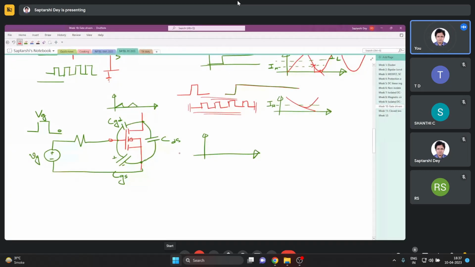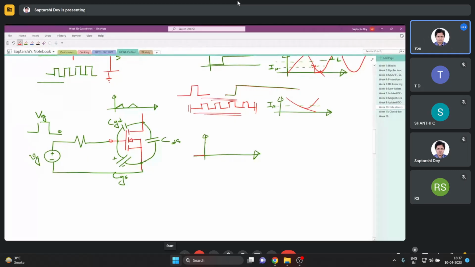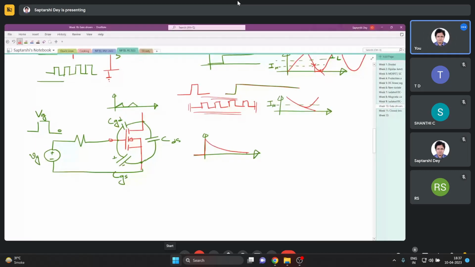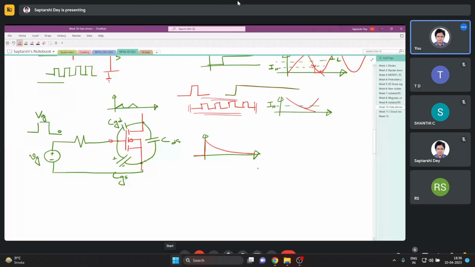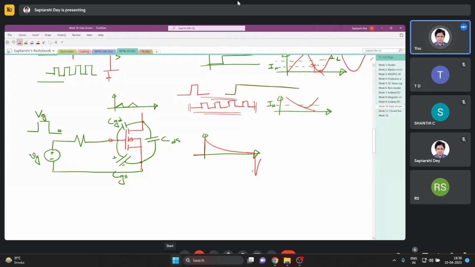The same kind of gate current you will get to see for a MOSFET. Now if you remove VG, it will start discharging, so it will go towards the off state. But sir, it will not take this much time, right? It will decay to zero much faster.